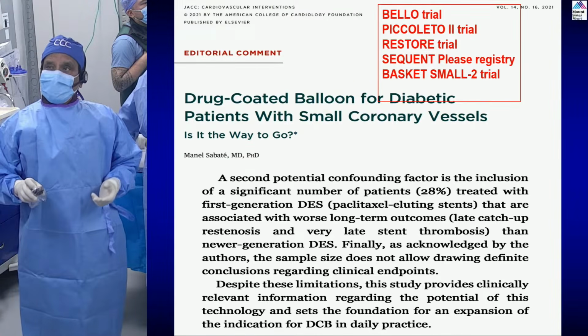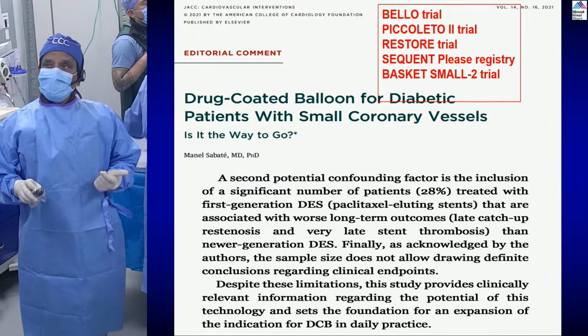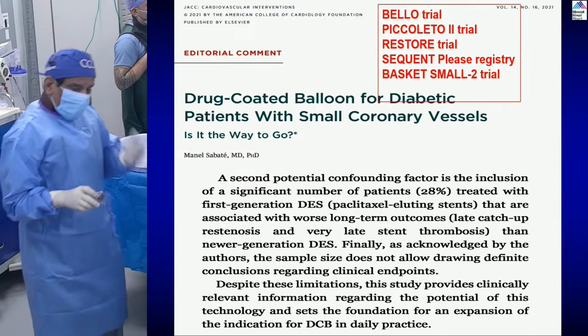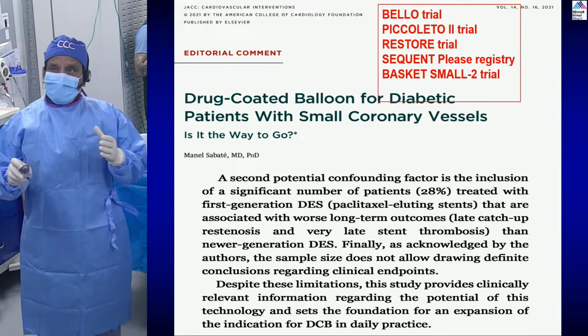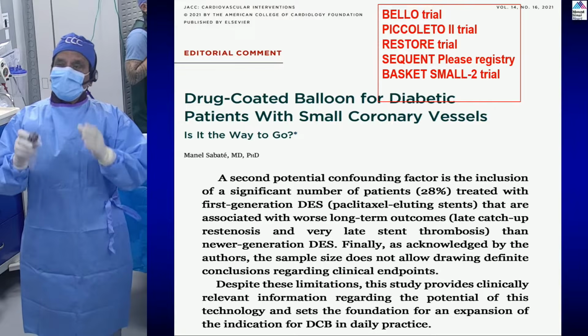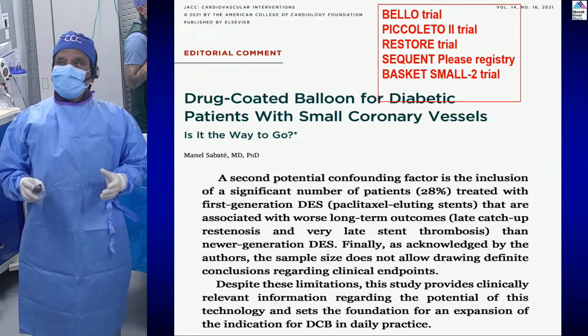And there are many trials now: BELLO, PICCOLETO 2, RESTORE, the SEQUENT PLEASE registry, and of course BASKET-SMALL 2. And there is a meta-analysis. All of them point to the use of drug-coated balloon, particularly in small vessels, and even in some large vessels also.